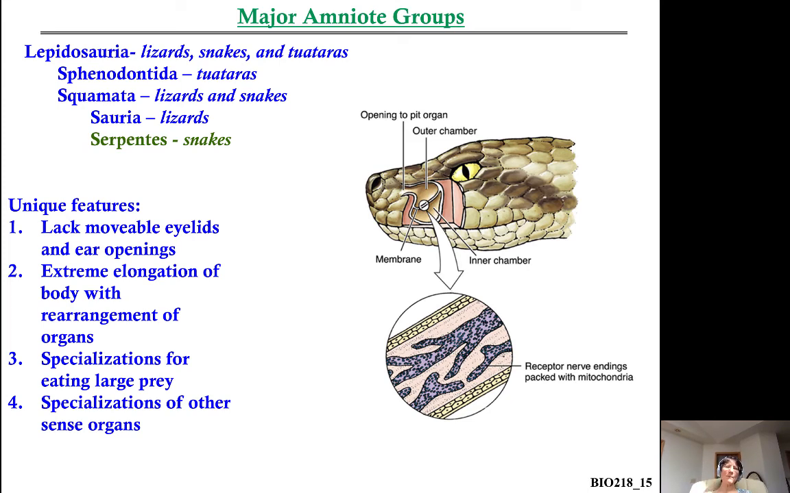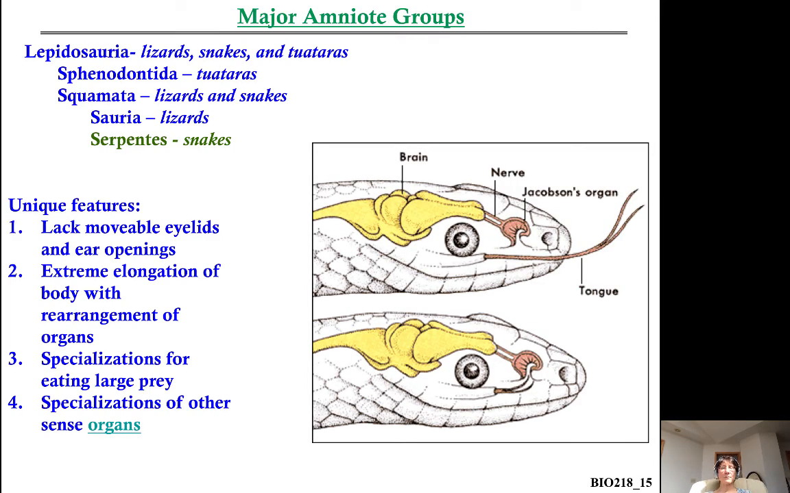Many people think of these pits as somehow giving them infrared sight. It's not quite like that. That's how it's often depicted. It's not quite like that, but it's similar. So they can actually pick up quite sensitive temperature changes. And of course, in combination with their Jacobson's organs, they can also detect really fine changes in chemosensation as well.